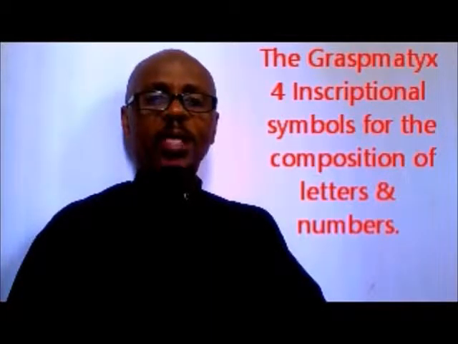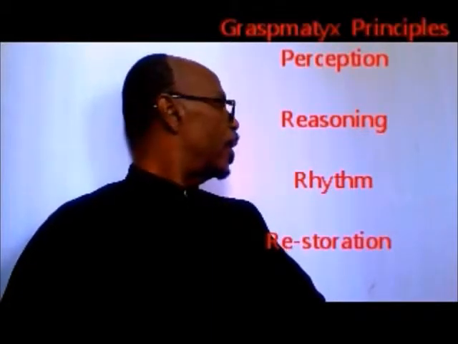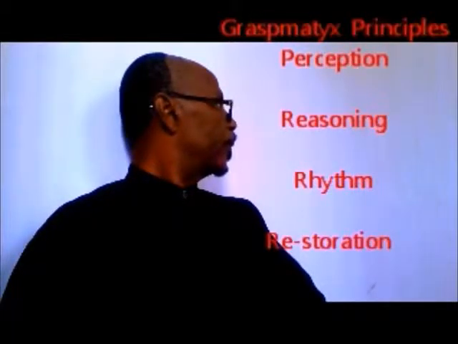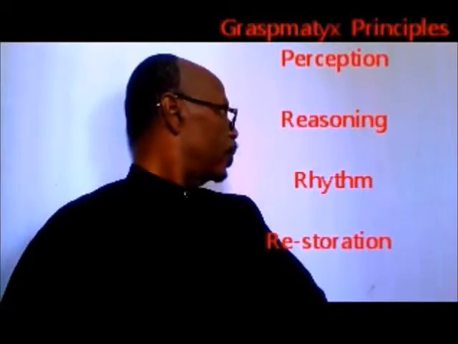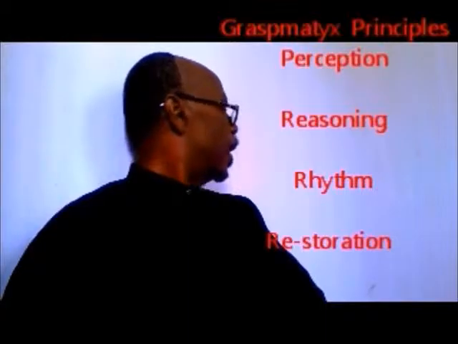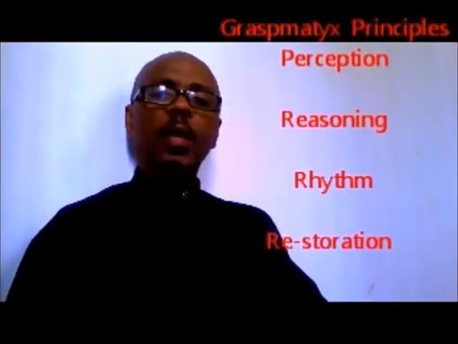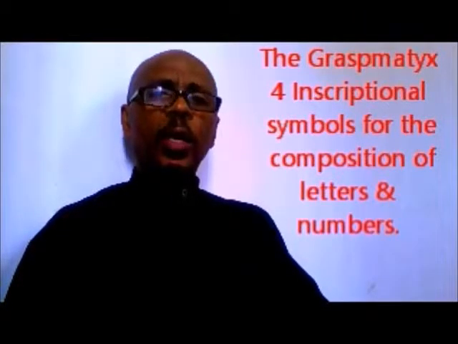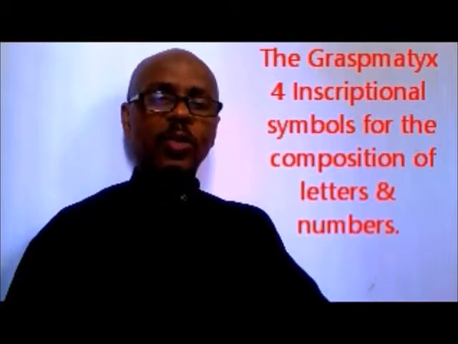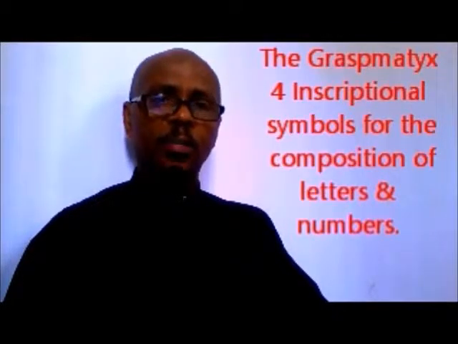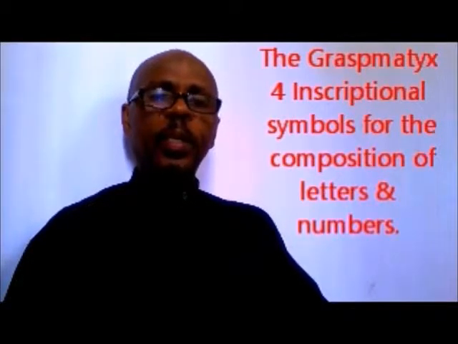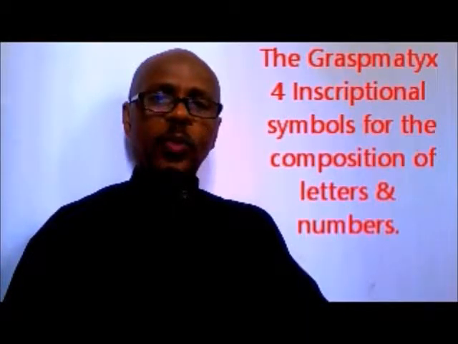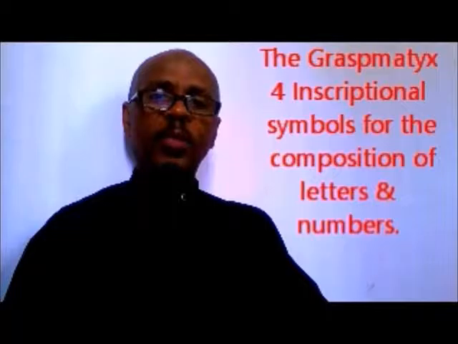Keep in mind that Grassmatics is based on 4 principles. These are the 4 principles: perception, reasoning, rhythm, and restoration. What are they? Perception, reasoning, rhythm, and restoration. These are the 4 principles that Grassmatics is based on. We are going to learn on this day how the letters and numbers came about. As a matter of fact, the composition of letters and numbers in all language. Stay with me as we learn the simplicity of these inscriptional symbols.